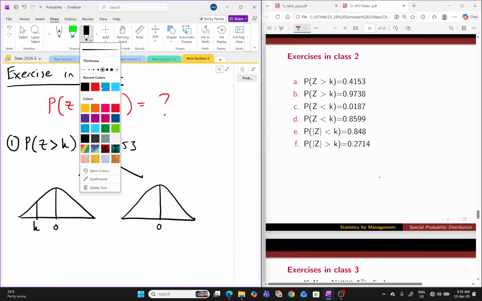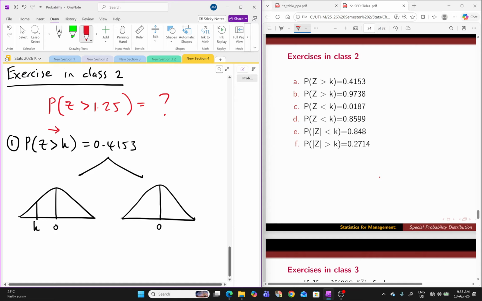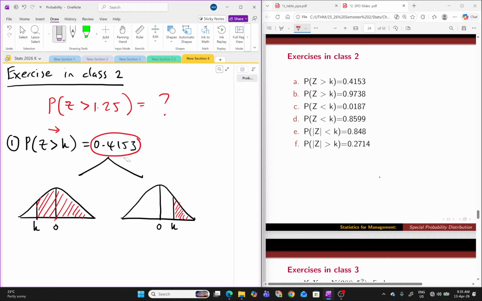Where is the shaded part? Look at this arrow. It goes to right hand side. So you shade here. Okay. Now, if K is on the positive part, you will also shade on the right hand side. Now, look at this value, 0.4. The red color area is 0.4. You think which one is the correct diagram, A or B?